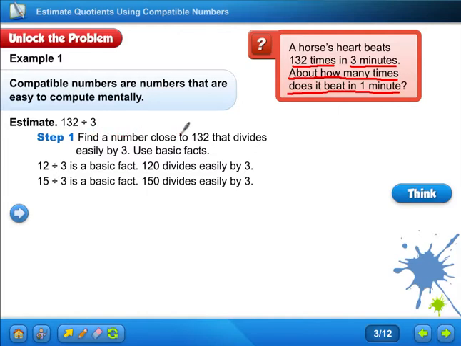All right. Find a number close to 132 that divides easily by 3. So use some basic facts. 12 divided by 3 is a basic fact. 120 divides by 3 easily. 15 divided by 3 is a basic fact. 150 divides easily by 3. So, we know that 12 divided by 3 is 4. We know 15 divided by 3 is 5. So those two answers are right there.